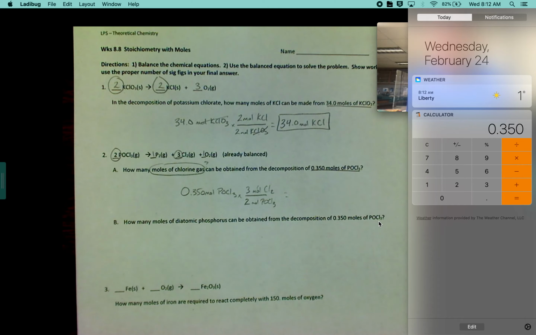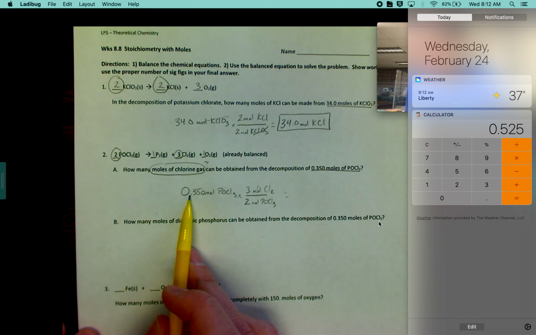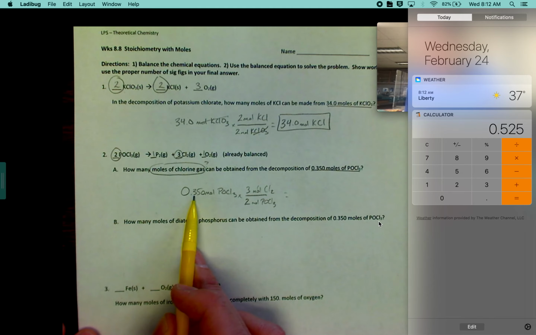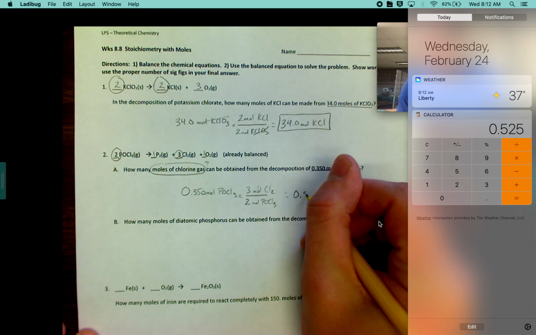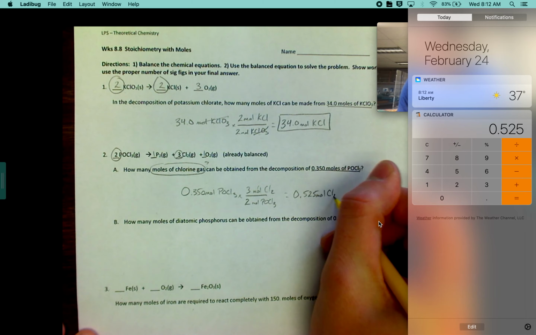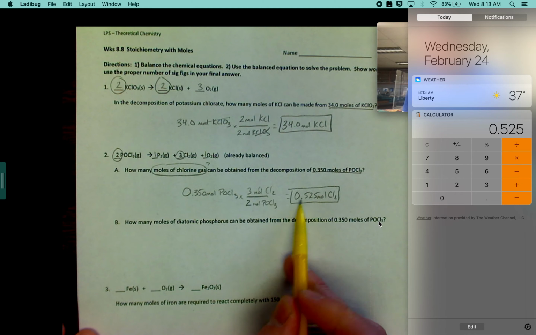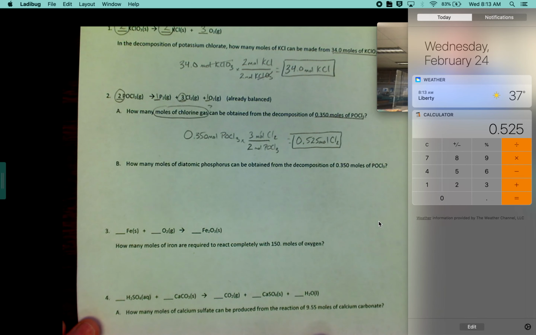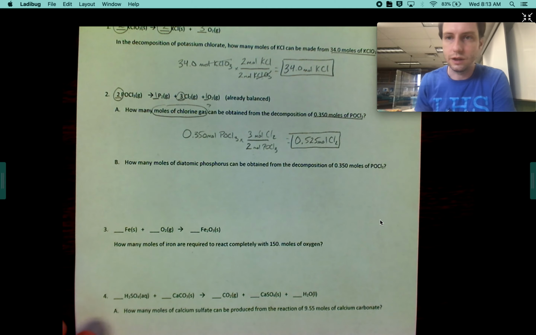0.350 times 3 divided by 2. And I want to retain my number of significant figures, and so in my original problem I have decimals present. I count from left to right, the first non-zero number, and everything after, 1, 2, 3. And so I need to retain 3 sig figs. So I need 0.525 moles Cl2. Decimals present, left to right, ding, 1, 2, 3. Okay. All right. Let's do one more example, and then I'll let you try one on your own.